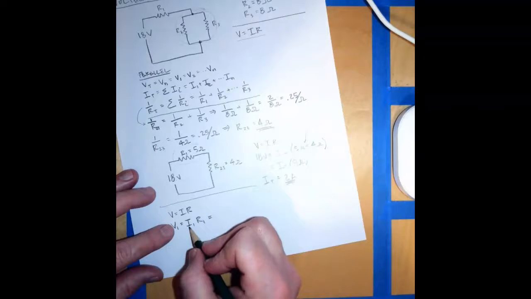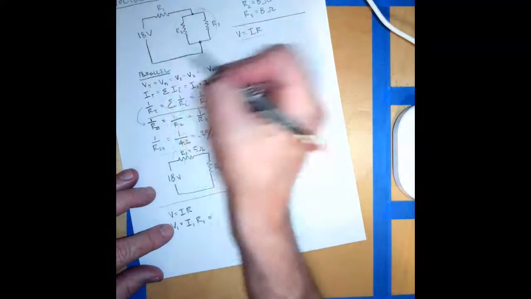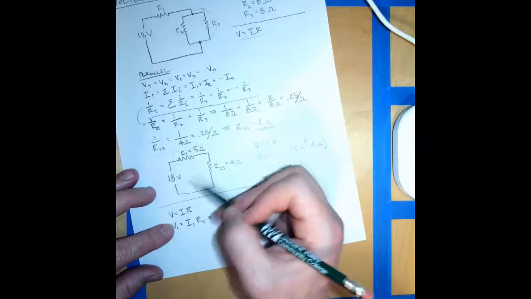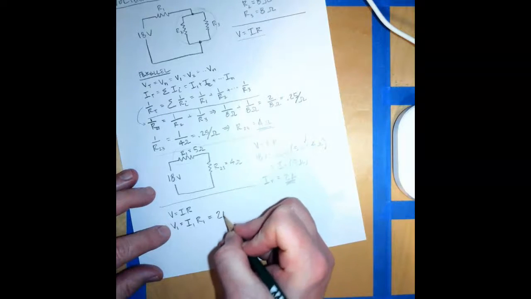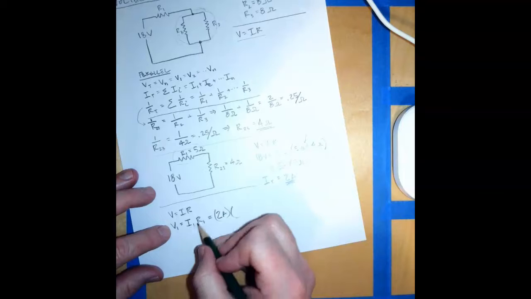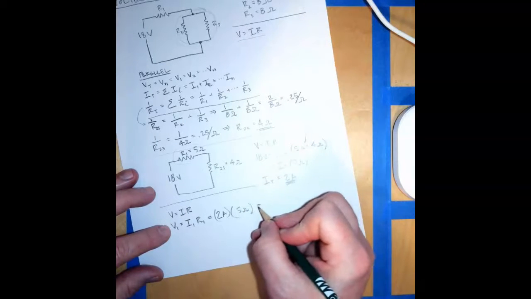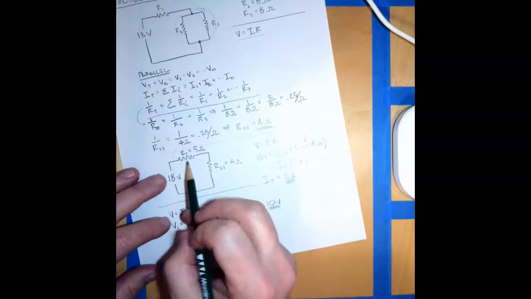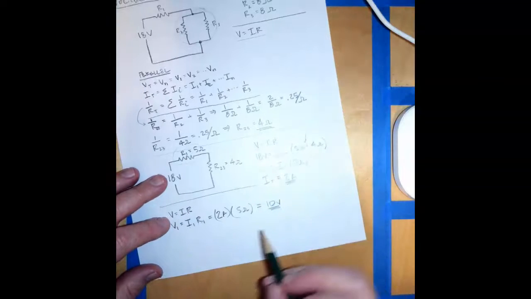And we know that I1 is the same as I total, because we're talking about a series circuit now. We've deconstructed this circuit back to a series circuit because series circuits are very much easier to deal with. So this is going to be 2 amps times resistor 1, which is 5 ohms. That's equal to 10 volts. So the voltage drop across resistor 1 is going to be 10 volts.